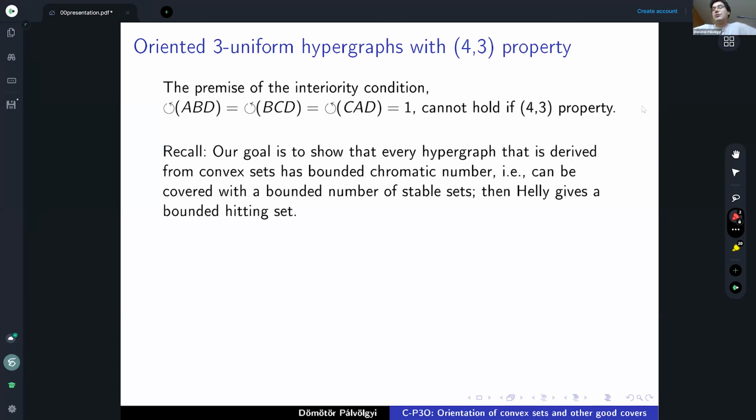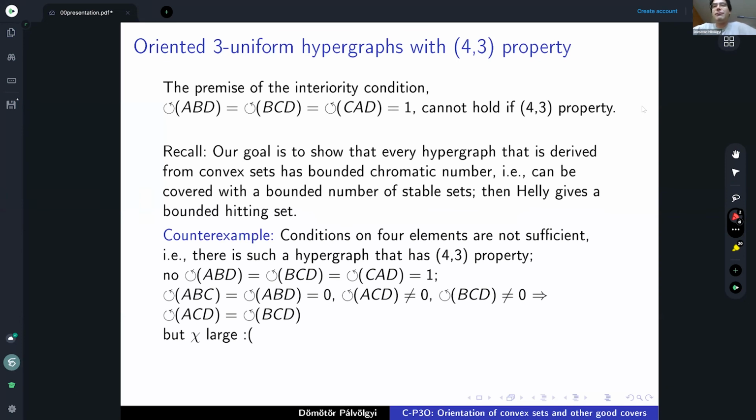And then our goal is to show that every hypergraph that satisfies these rules has a bounded chromatic number, because what does that mean? If a hypergraph has bounded chromatic number, it means that it can be covered by a bounded number of stable sets. And what does a stable set mean? It means that any triple in it is intersecting. But from Helly's theorem, we know that if any triple intersects, then all of the convex sets have a point in common. So this is our plan.